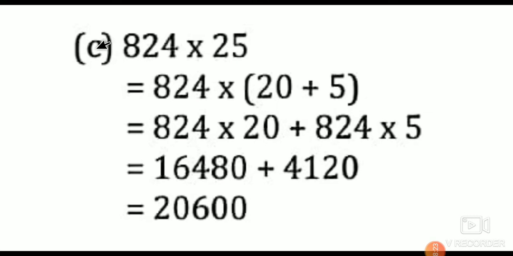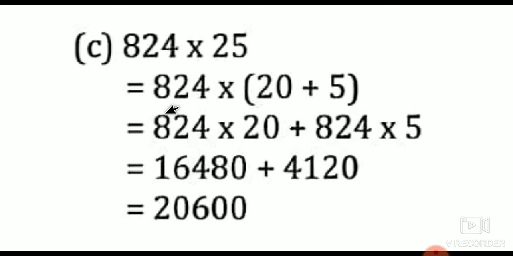Next take C1, that is 824 into 25. Find using the distributive property. Therefore write it as 824 into (20 plus 5). 25 can be written as 20 plus 5, and 20 plus 5 is again 25. It is in the form of a into (b plus c), that is a into b plus a into c.